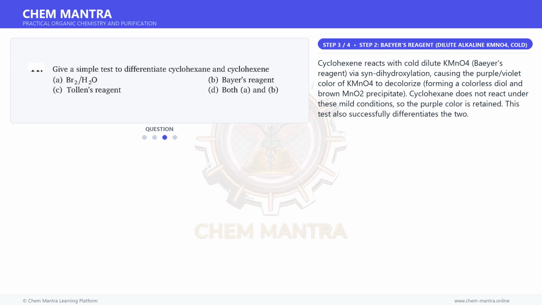Cyclohexene reacts with cold dilute KMnO4, Baeyer's reagent, via syn-hydroxylation, causing the purple-violet color of KMnO4 to decolorize, forming a colorless diol and brown MnO2 precipitate. Cyclohexane does not react under these mild conditions, so the purple color is retained. This test also successfully differentiates the two.